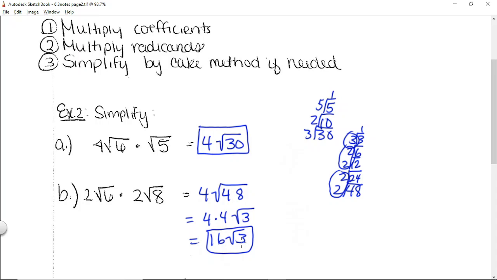Okay. So I'm going to scroll this up. We won't be able to see the rules anymore, but just remember, multiply the coefficients, multiply the radicands, and then simplify.